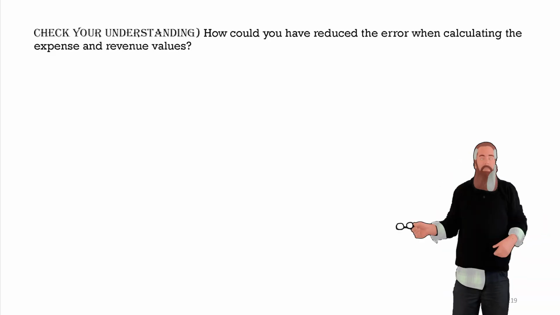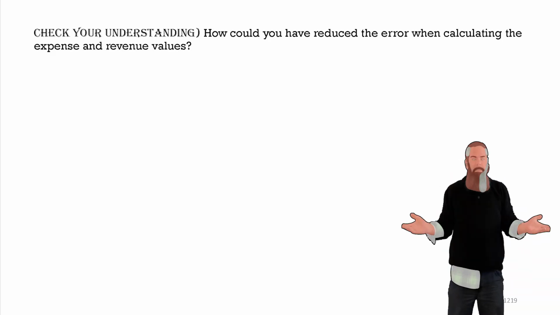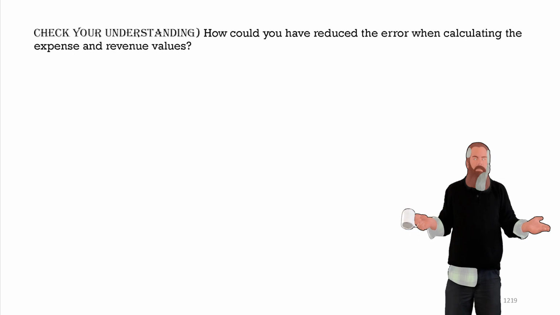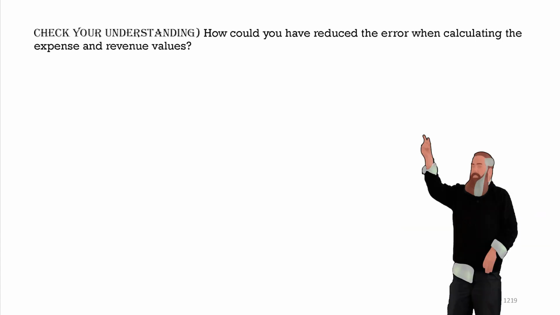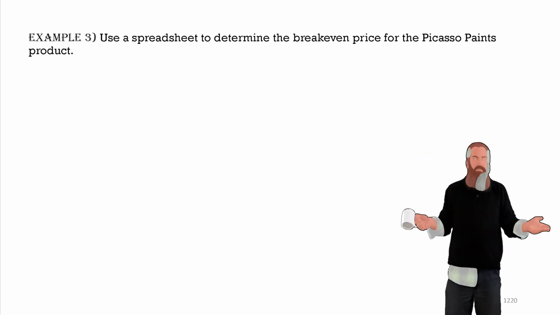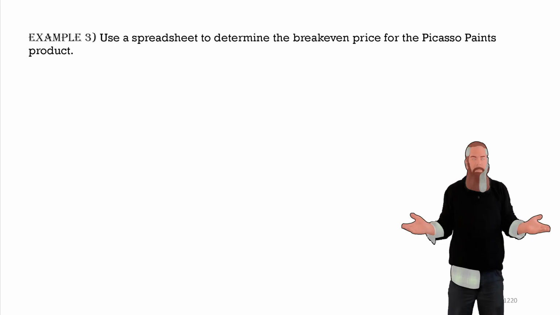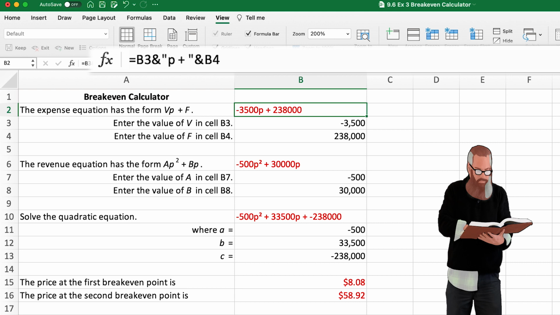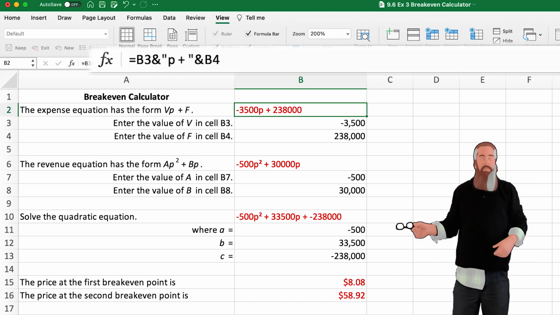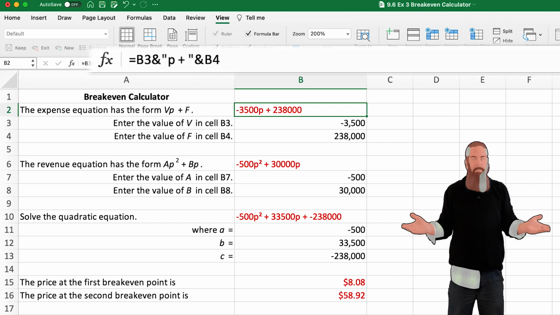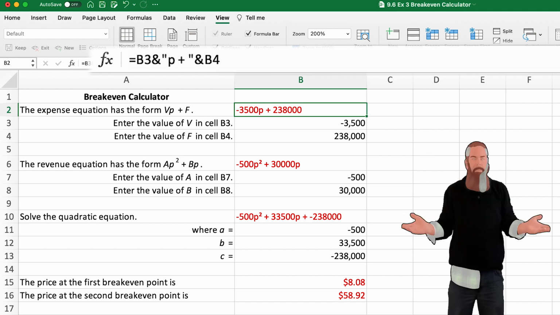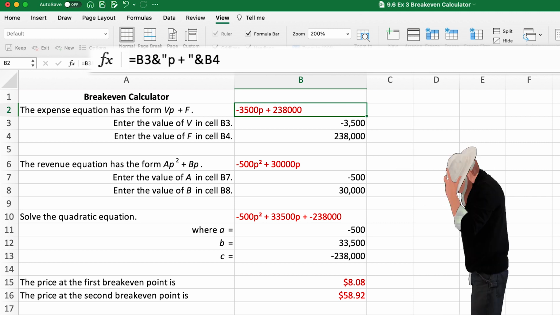Let's check our understanding. How could you have reduced the error when calculating the expense and revenue values? The error could have been reduced by using more accurate prices with more decimal places in the calculation. But for this purpose, it's accurate to round to the nearest cent. Use a spreadsheet to determine the break-even price for Picasso Paint products. We develop a generic expense and revenue function so the spreadsheet can calculate the break-even points in a similar situation. The expense function E is equal to VP plus F, where P equals price, V equals variable cost, and F equals fixed cost.